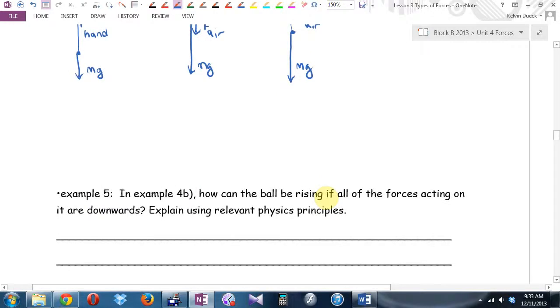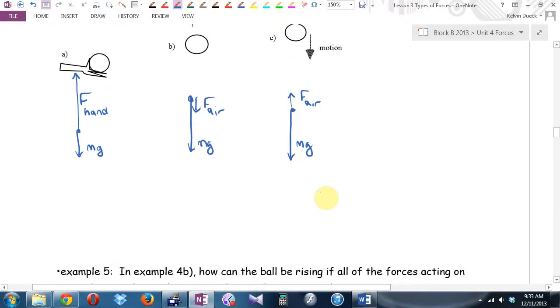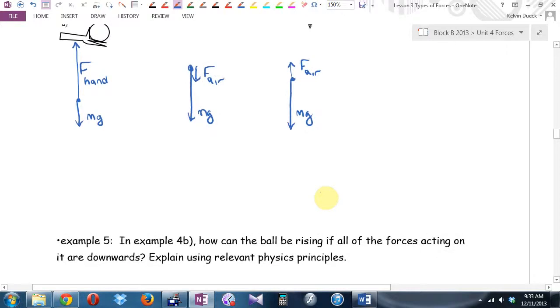I wrote down here in example 4b, in this middle situation, how the heck can the ball be rising if all the forces acting on it are downwards? Explain using good physics. How the heck can the ball be going up? My free body diagram has both forces going down. Zach, you're right. First of all, what direction is the velocity of the ball? What direction is the acceleration? The velocity and acceleration have to be in the same direction?